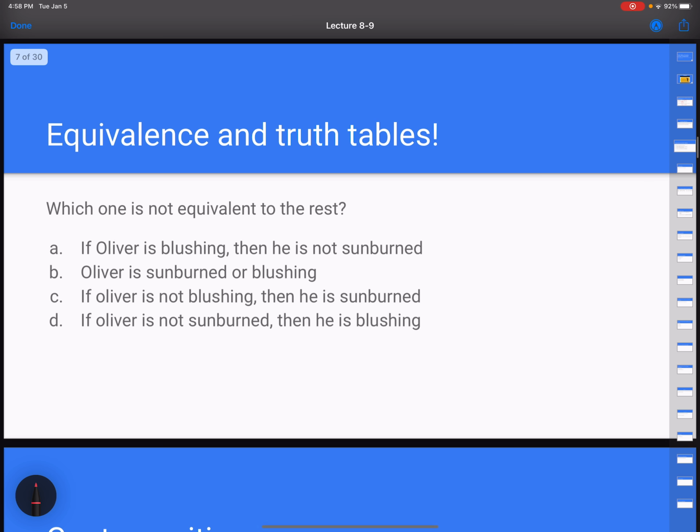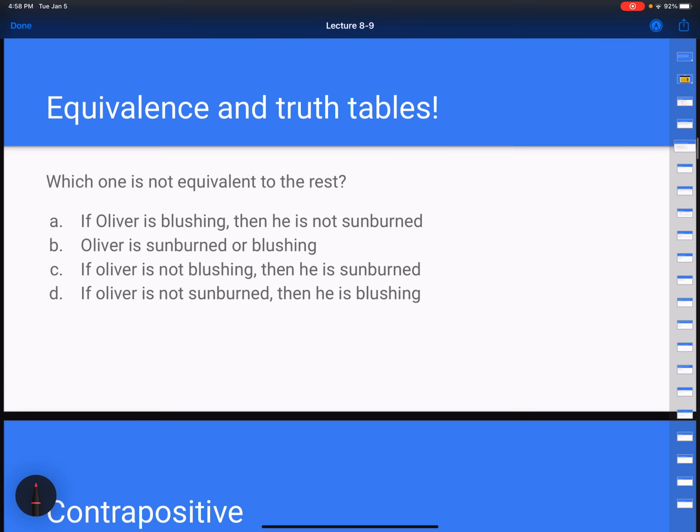So a double negative does cancel out. So let's put those things together and see if we can figure out which of these statements is not equivalent. So take a minute and pause the video and see if you can figure it out on your own, and then we'll start. Which statement is not equivalent to the rest?